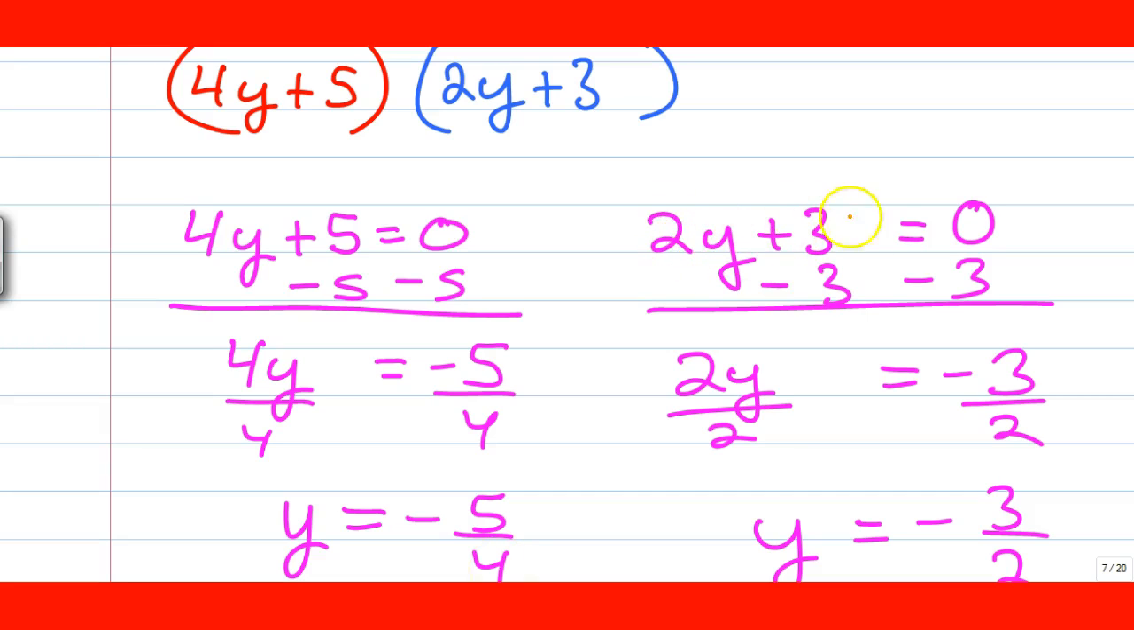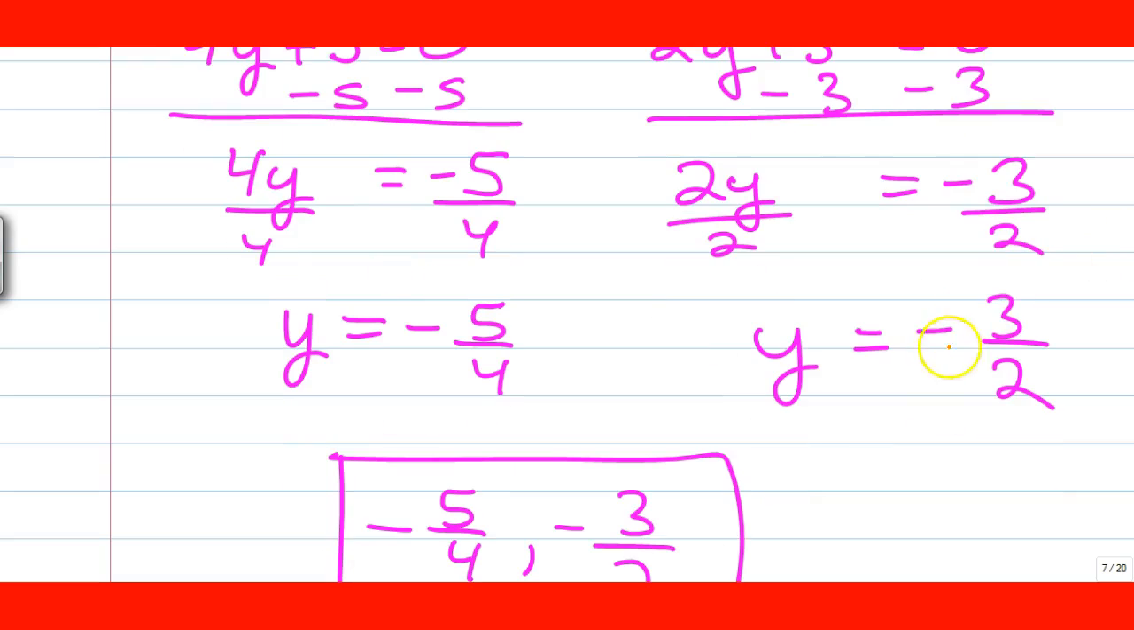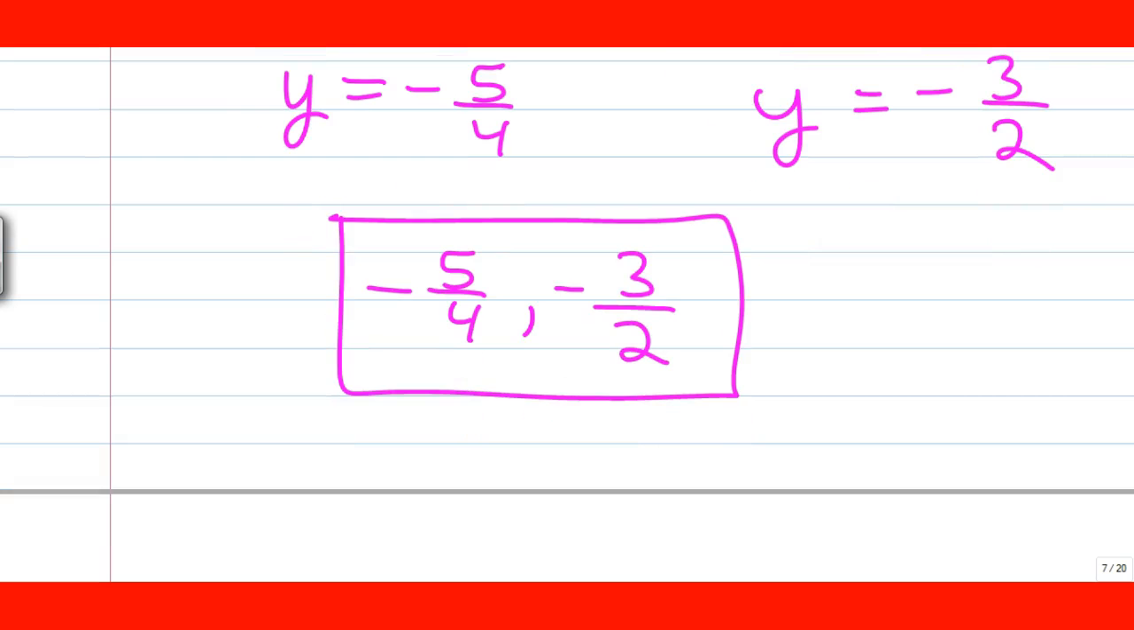I also set the 2y plus 3 equal to 0, subtract the 3 off both sides of the equal sign, which leaves me with 2y equals negative 3. Now divide the 2 out off both sides, and I'm left with y equal to negative 3 over 2. So my two answers are negative 5 over 4 and negative 3 over 2.